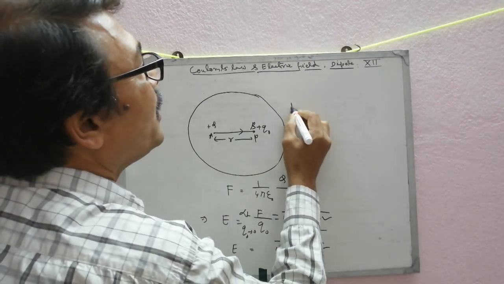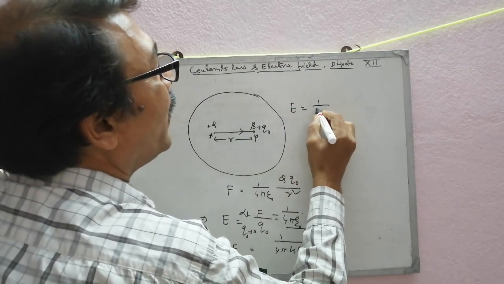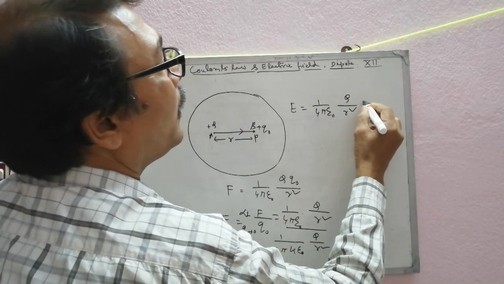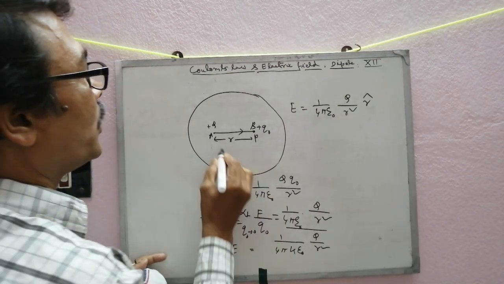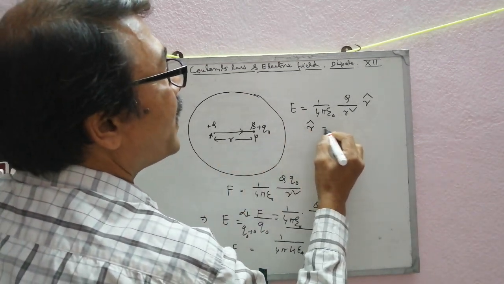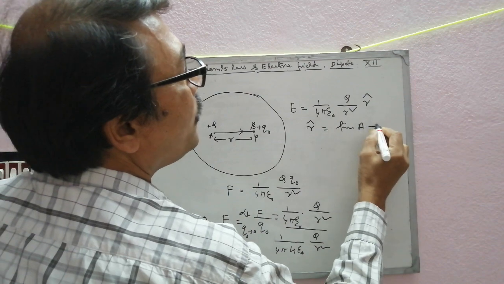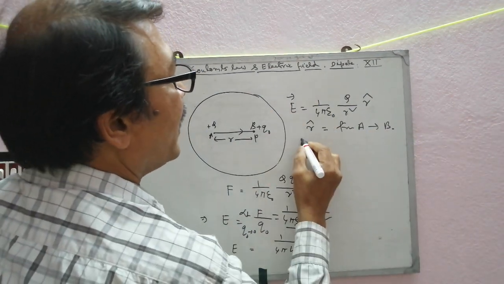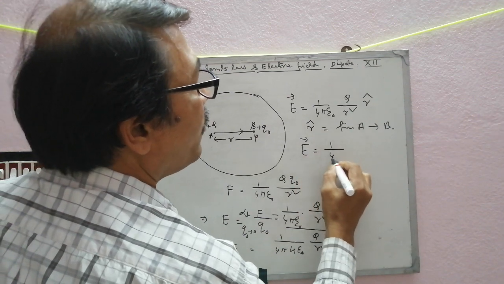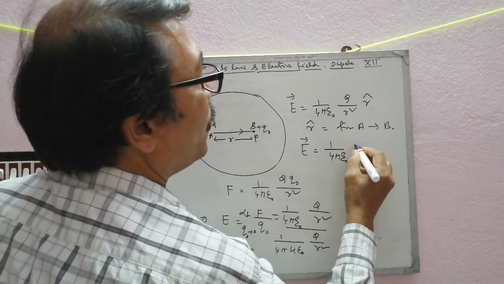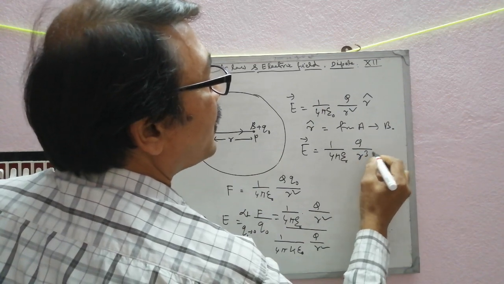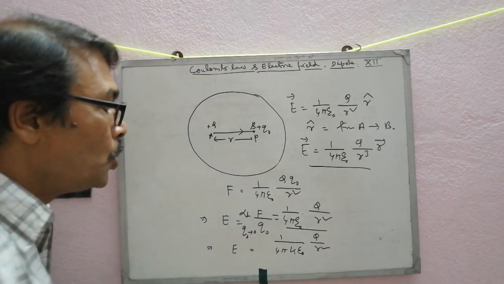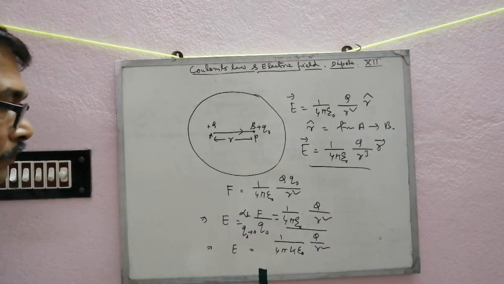Follow here. E equal to 1 by 4 pi epsilon naught Q by R square, r cap be the unit vector from A to B. So E, here is the vector sign, E equal to 1 by 4 pi epsilon naught Q by R cube R vector. Follow? This is the vector form of electric field.